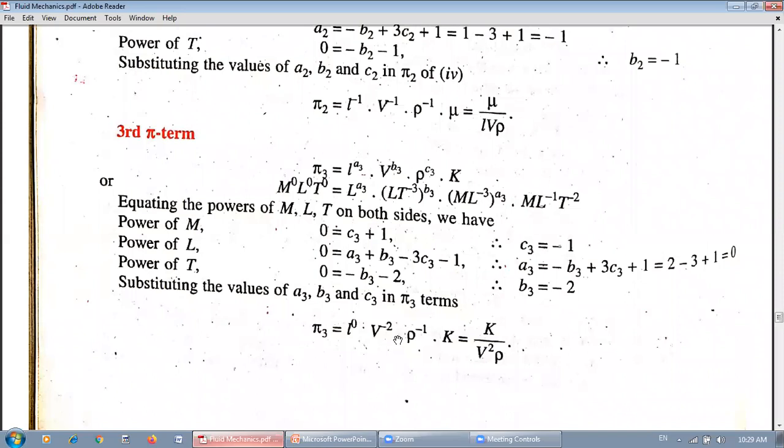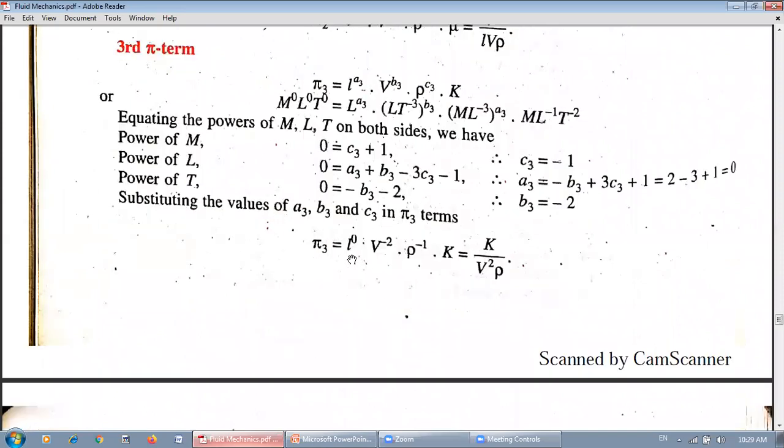Now you have to write down the pi term. So pi3 is equal to, A3 is 0, so L raised to 0, B3 is minus 2, so V raised to minus 2, C3 is minus 1, so rho raised to minus 1 into K, which is equal to, now L's power is 0, so L will vanish.